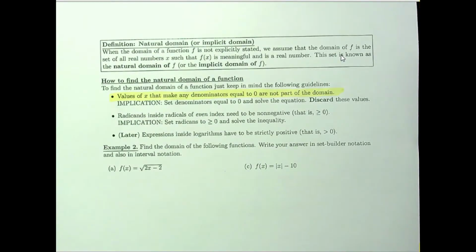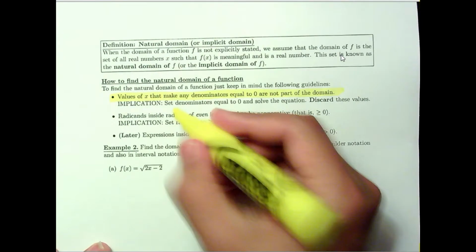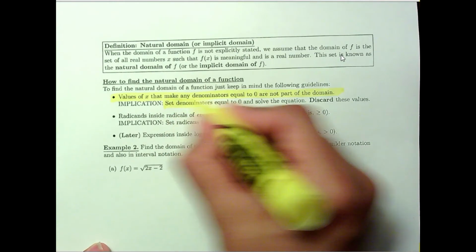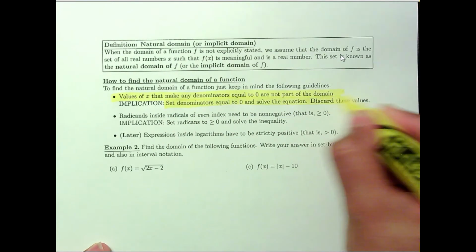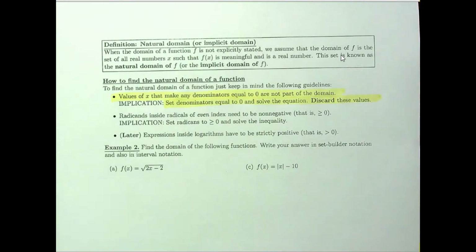If there are fractions that have variables in the denominator, you cannot allow numbers that make the bottom 0. So you need to find the numbers that make the bottom 0 and discard them. They're not going to be allowed to be part of the domain. The way you do that is you set the bottom equal to 0, you solve that equation, and those values are the ones that make the bottom 0. Those values need to be discarded. They're not going to be part of the domain.